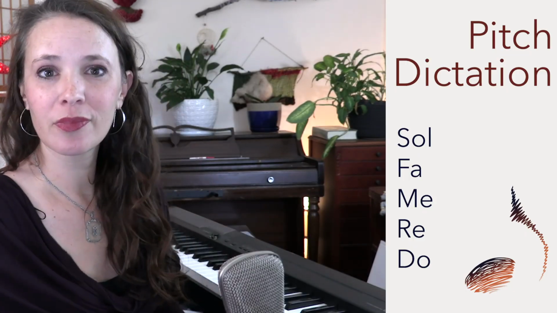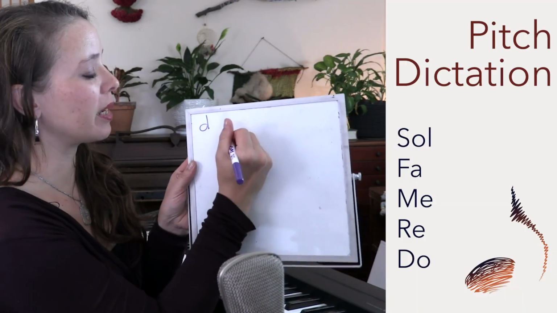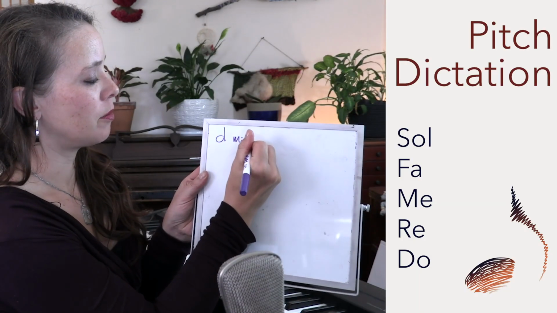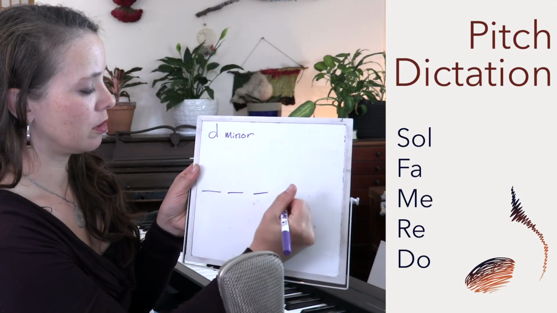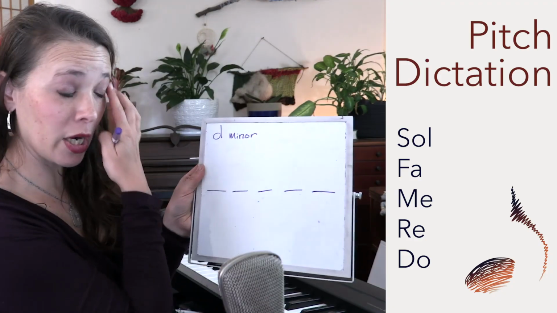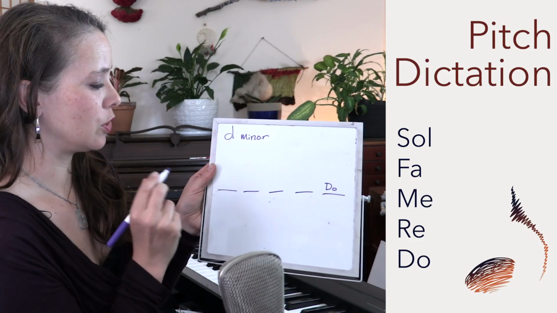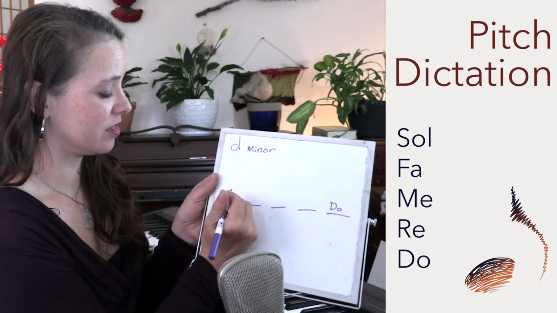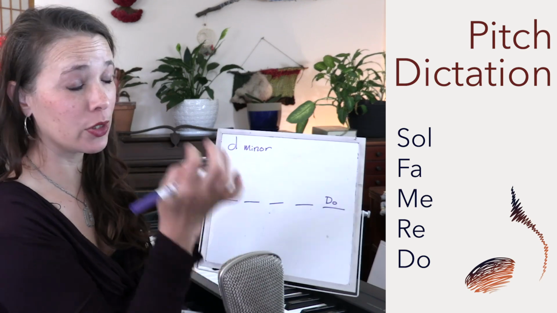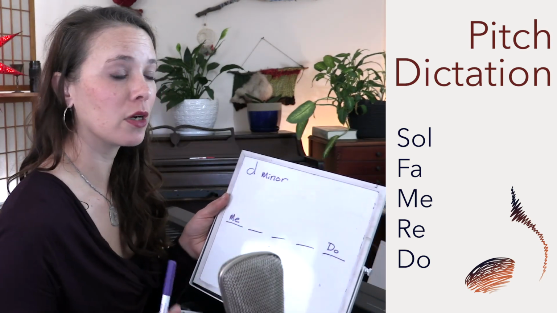Good. So now, let me get my board set up. We are in D. We're going to use a lowercase letter for minor, D minor. And again, we're going to have 5 pitches. And we're going to end on Do. And we are going to start on Me. Okay. You will be always told in Aurelia what solfege you start on.